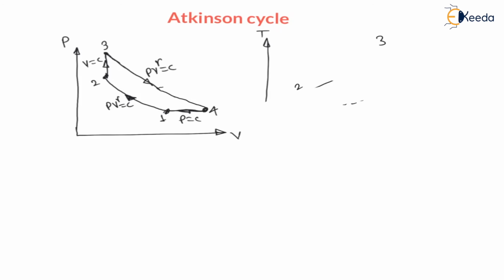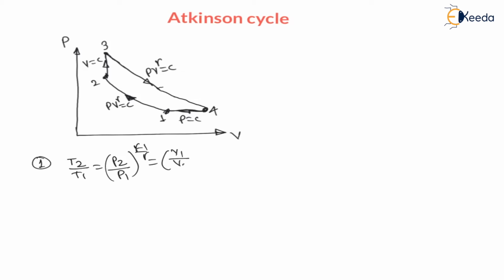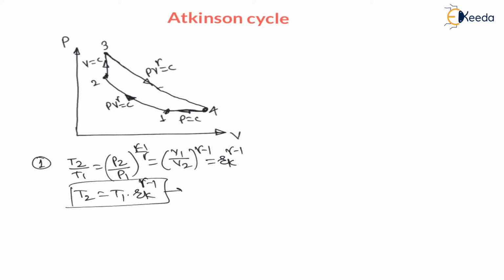Now let us find the efficiency of this Atkinson cycle. For this we have to do the analysis of all the processes. Let us say the first process, that is process 1 to 2, is reversible adiabatic compression. Therefore the equation of this process is T2 divided by T1 is equal to P2 divided by P1 raised to gamma minus 1 upon gamma, which is equal to V1 divided by V2 raised to gamma minus 1. And my dear students, this V1 divided by V2, that is volume at the start of compression divided by volume at the end of compression, is called compression ratio RK, which is equal to RK raised to gamma minus 1. From this we can say T2 is equal to T1 into RK raised to gamma minus 1. Let us say this is our first equation.